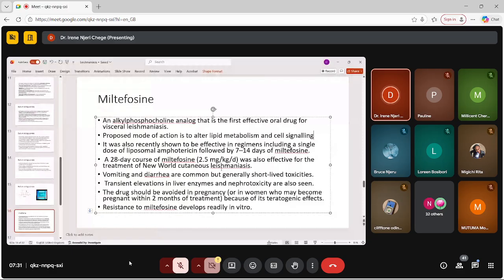So the side effects include diarrhea and vomiting in about 30% of cases, maybe 50% and above, but it's short-lived. We have elevation of liver enzymes, nephrotoxicity. Of course, the drug is avoided in children. And then there's rapid resistance developing. Hence, we combine it with amphotericin B or sodium stibogluconate. Here's the oral capsule of miltefosine, and that is the structure of miltefosine.